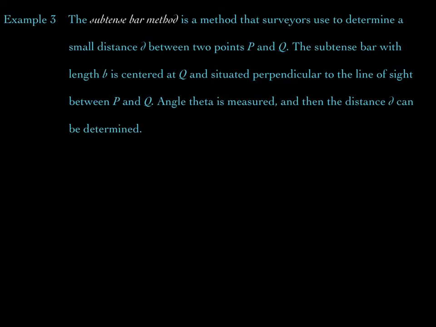Check out this example. The subtense bar method is a method that surveyors use to determine a small distance d, this is a lowercase d, between 2 points P and Q. The subtense bar with length B is centered at Q and situated perpendicular to the line of sight between P and Q. Angle theta is then measured, and then the distance D can be determined. Let's draw a picture for this for sure. A picture will help.